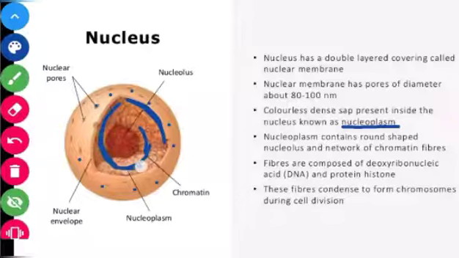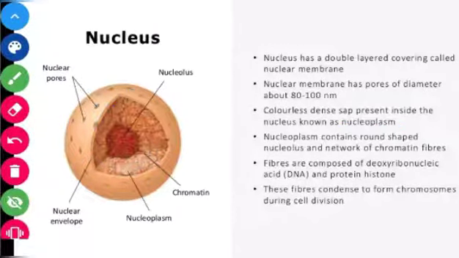Now the nucleoplasm contains a round shaped structure, you can observe here this is round shape, right? So that is called nucleolus, and the network of chromatin fibers are present inside this nucleolus itself. So the next point, fibers are composed of deoxyribonucleic acids. Okay, fibers, as I showed you, some of the fibers are there.